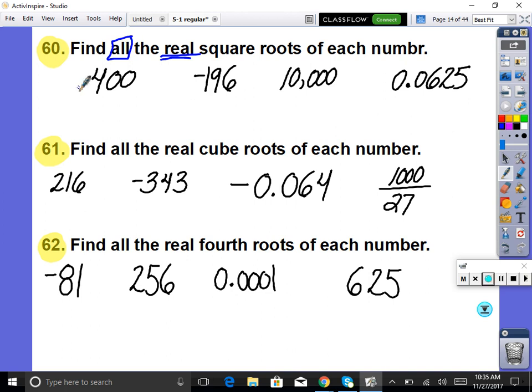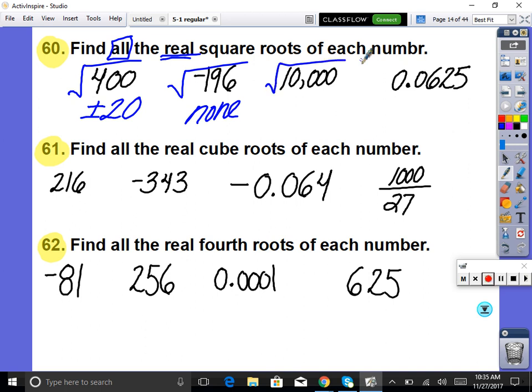So here we go. Take your calculator. Square root of 400 is technically plus or minus 20. The square root of negative 196. That would be positive and negative 14i. We're not dealing with imaginary. It says real, so there are none. There are no real roots here. Yeah, we can, but it would be i, and we're not dealing with i.